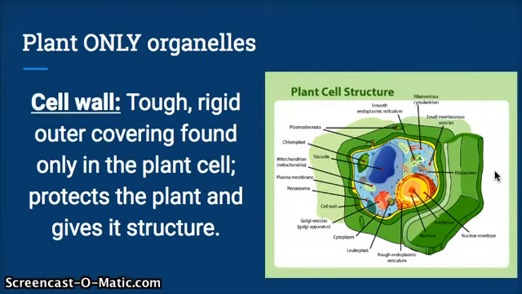The other plant-only organelle is the cell wall, and that's what makes that tough, rigid outer covering for the plant. And it protects the plant, and it really gives it the structure that it has. And when you feel a plant, whereas if you were to feel skin of an animal, it feels very different because of that cell wall.